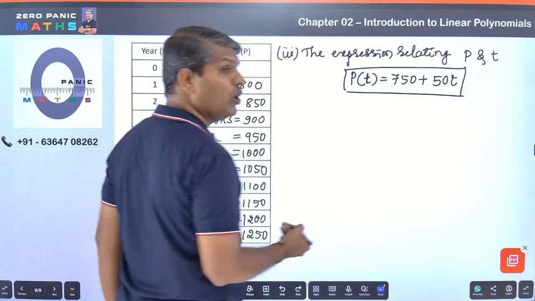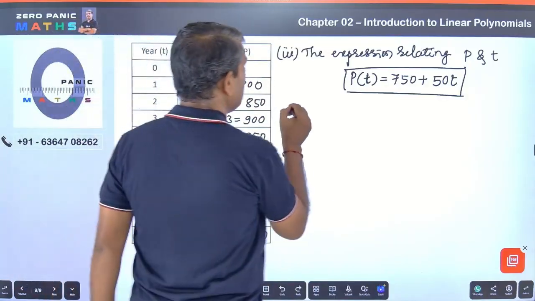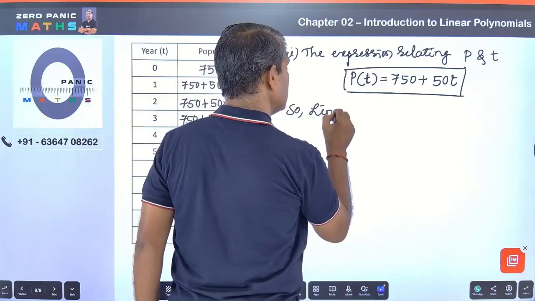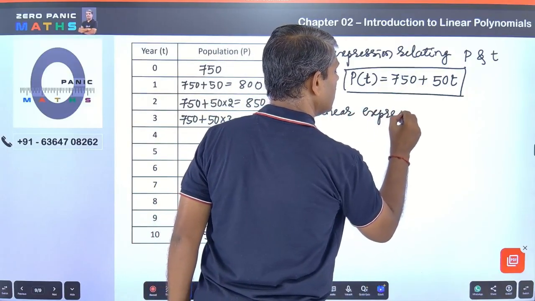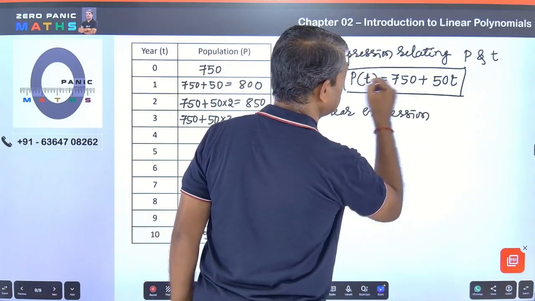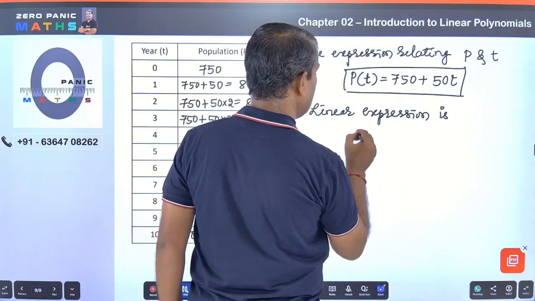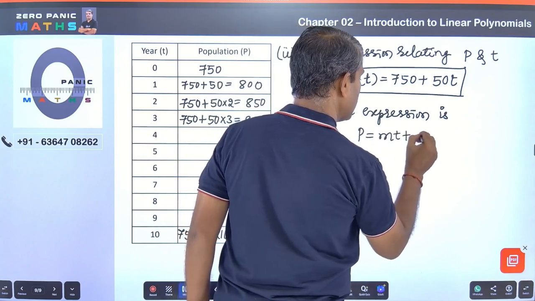Similarly, we need to prove that it is a constant growth or linear growth. So the linear expression relating both of these is p is equal to mt plus c.